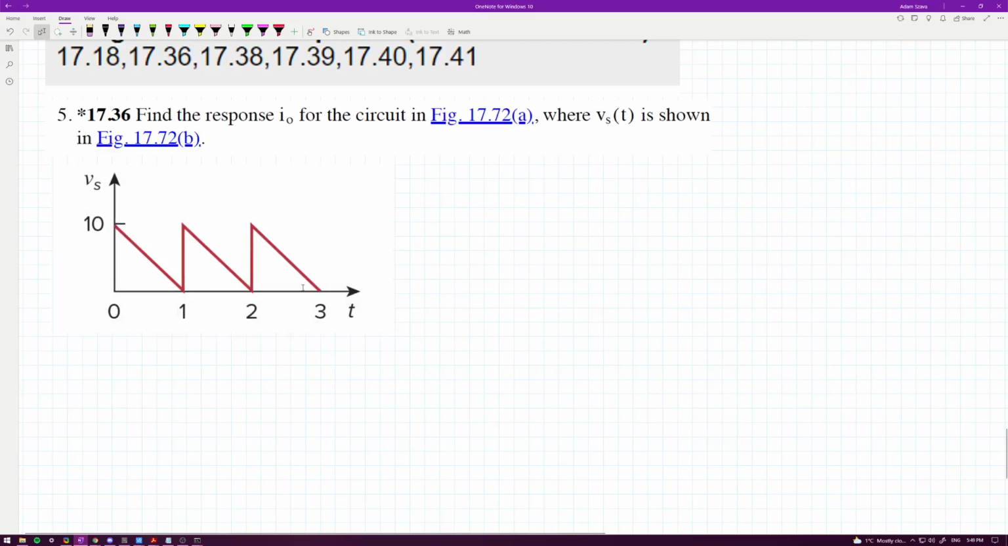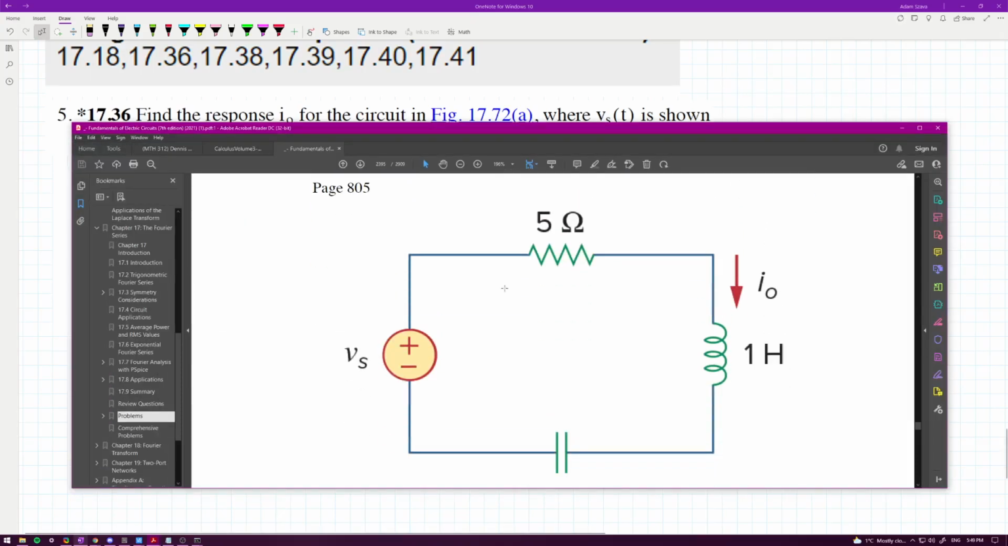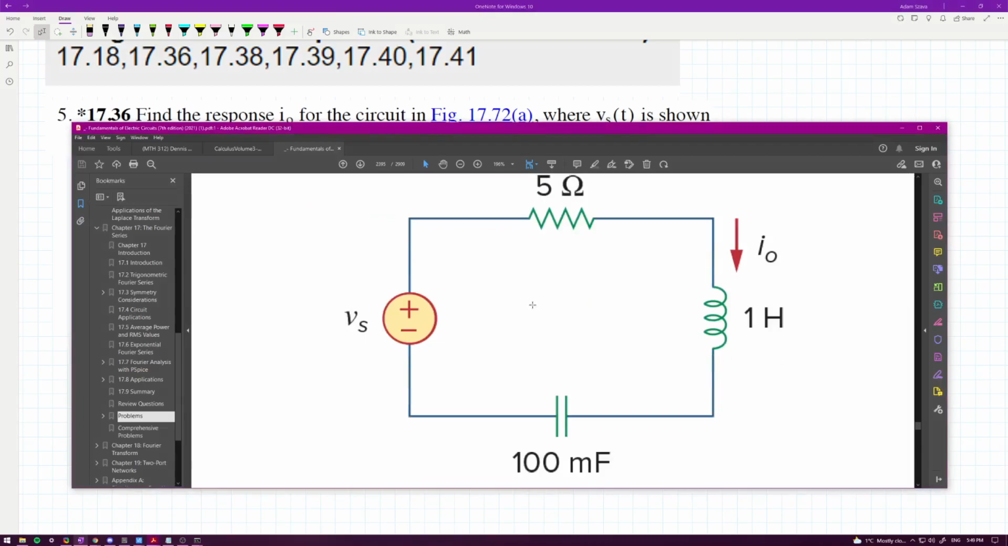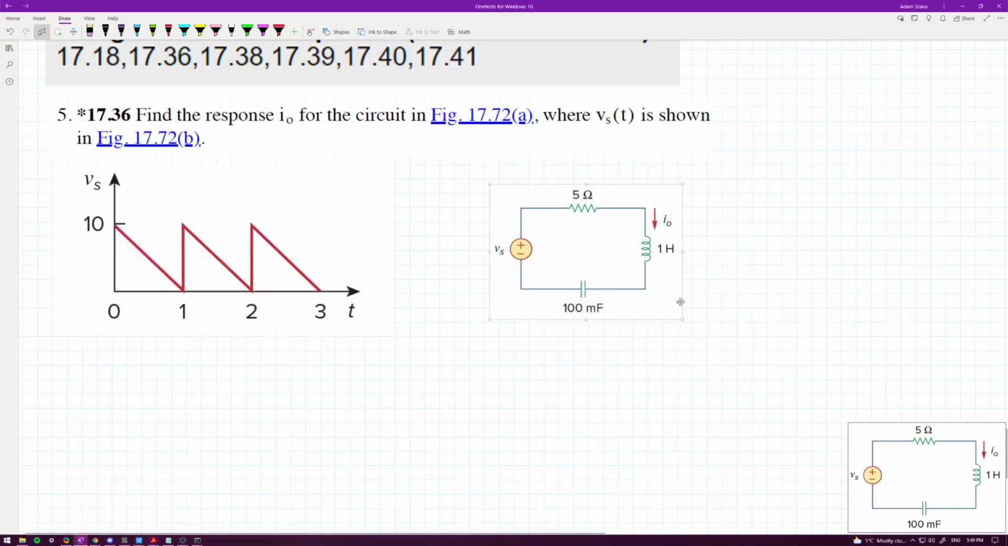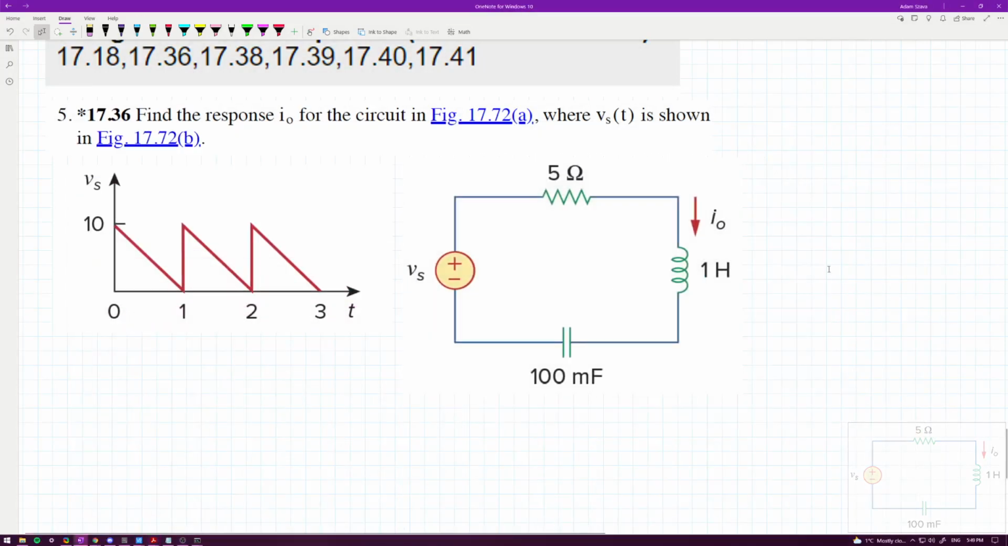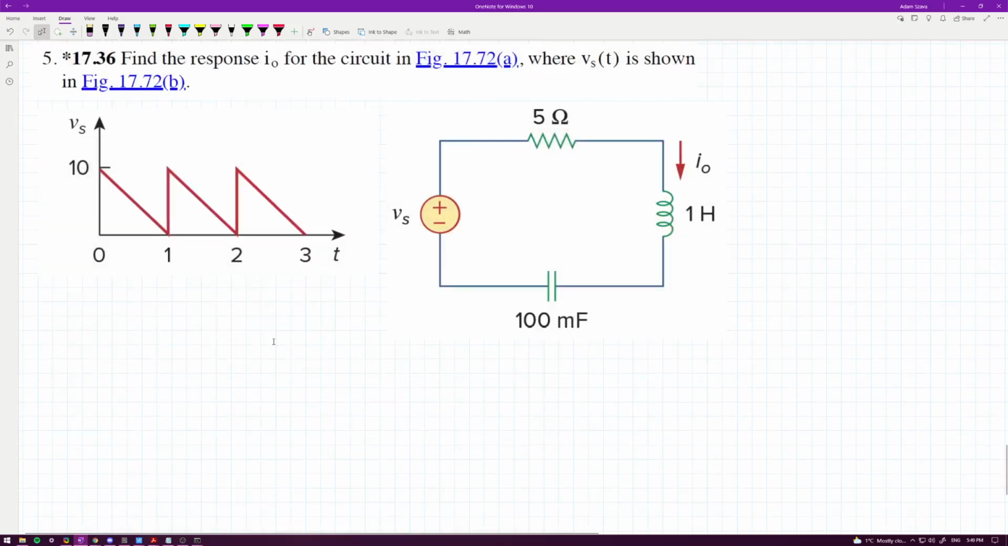Okay, so... Oh, I need the circuit too, of course. What are we talking about? That's the circuit? Yeah. Okay. Okay, so just this. Okay. So we want to find I naught, where v of s is shown.